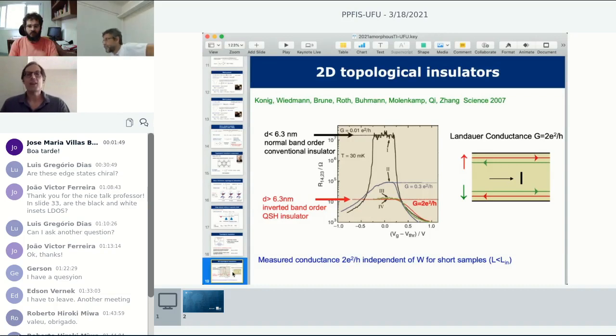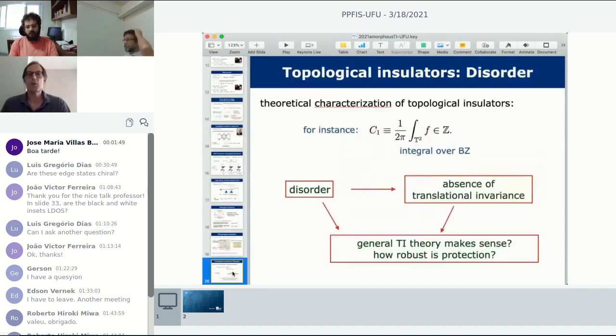Okay, so this is the idea. This is the experiment I want to show. This is the kind of picture I want to use to highlight the motivation of our work. So disorder leads to an absence of translation invariance. Topological insulators make sense in general, but how robust is this protection? Since everything requires an integration over the Brillouin zone, what sense does it make to integrate over a Brillouin zone if you have a strongly disordered system? There is no Brillouin zone.